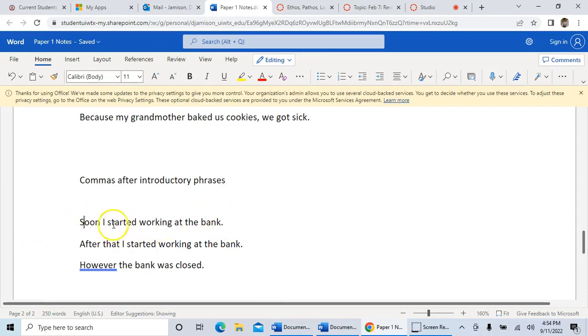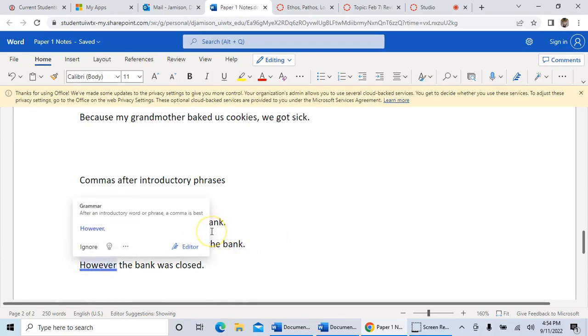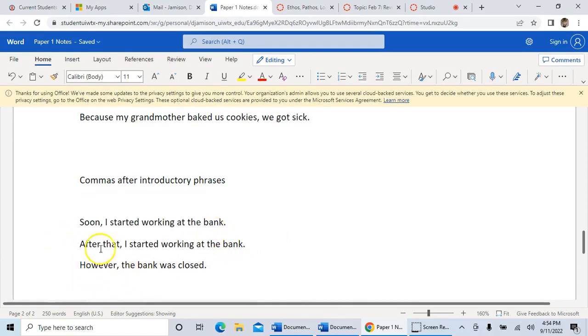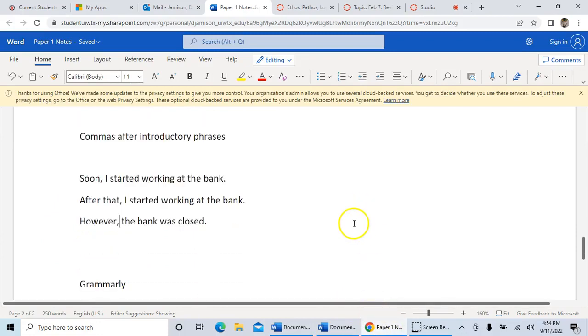Soon, I started working at the bank. Oops. Sorry, guys. After that, I started working at the bank. So, after that needs a comma. However, the bank was closed. Because you could just take these out of there. You could say, I started working at the bank. The bank was closed. Either one of those, you could just remove these parts. So you just put a comma in front of it because it's expendable.